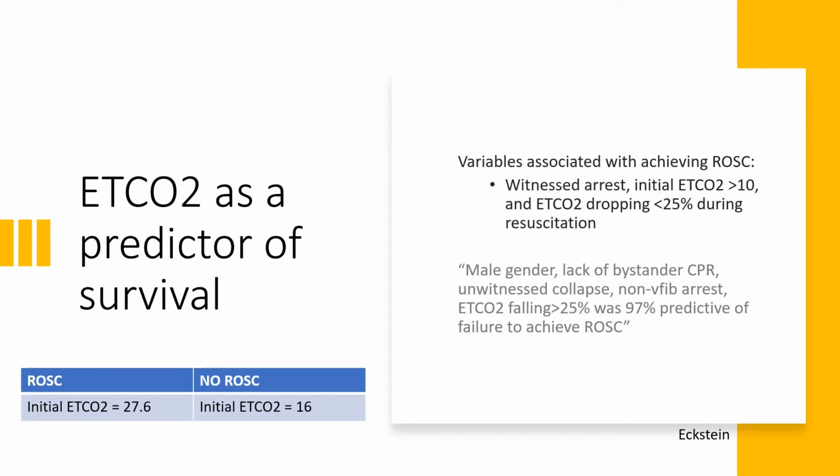And we're also going to be using end-tidal CO2 to predict someone's likelihood of survival. Just to reiterate, we're using all of these things in combination. We're not just using one metric. But in this study by Eckstein, patients that achieved ROSC had an initial end-tidal CO2 of around 27.5. Patients that did not achieve ROSC had an initial end-tidal of around 15. So an absolute difference of about 10 or 12.